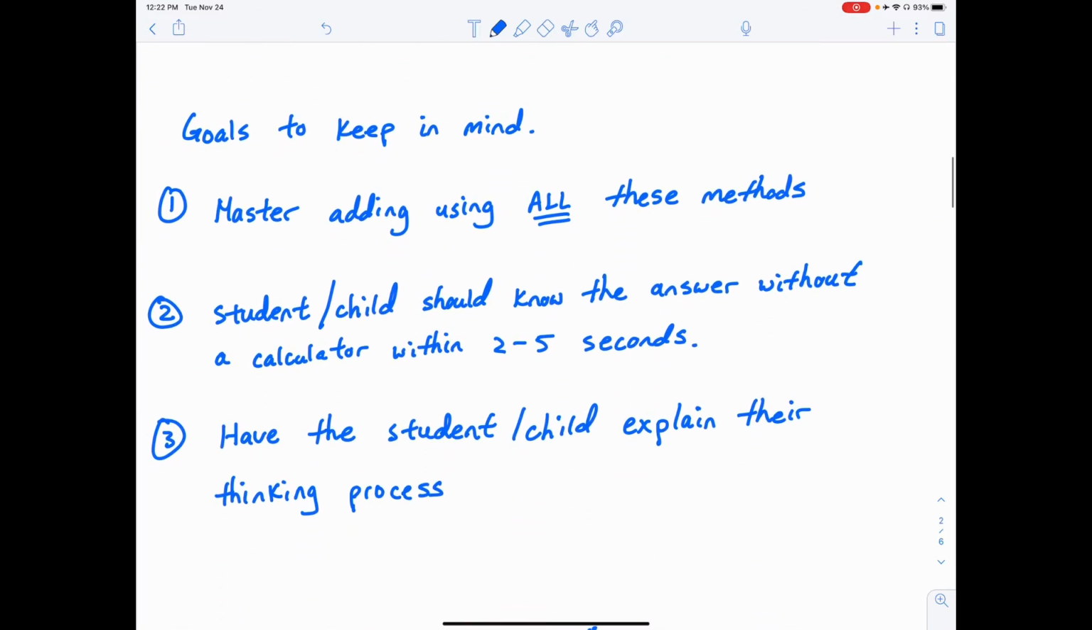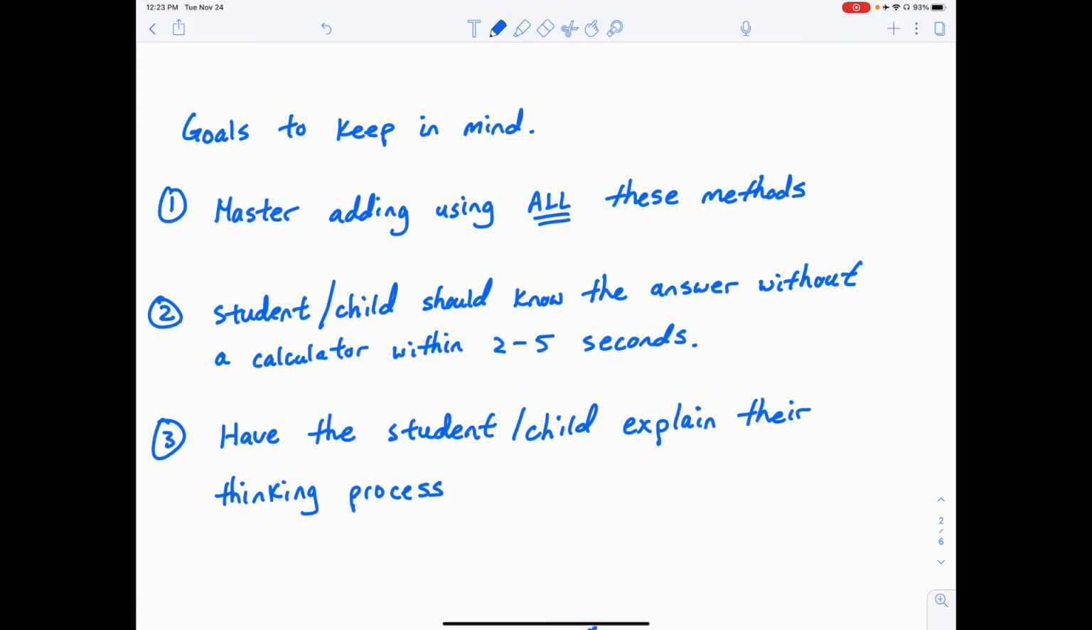A couple of goals to keep in mind when you're teaching your child, to evaluate how well their adding and subtracting skills are. Number one, of course, adding is the first thing we always learn, aside from knowing our numbers of 1, 2, 3, and so forth. But you need to make sure that they're mastering adding first, using all of these methods that we've mentioned above.